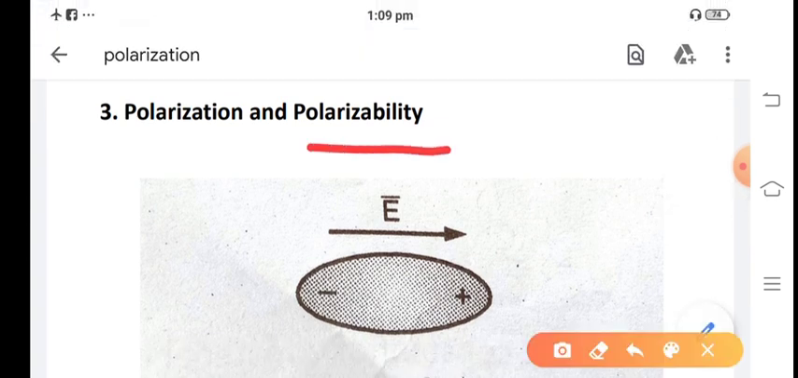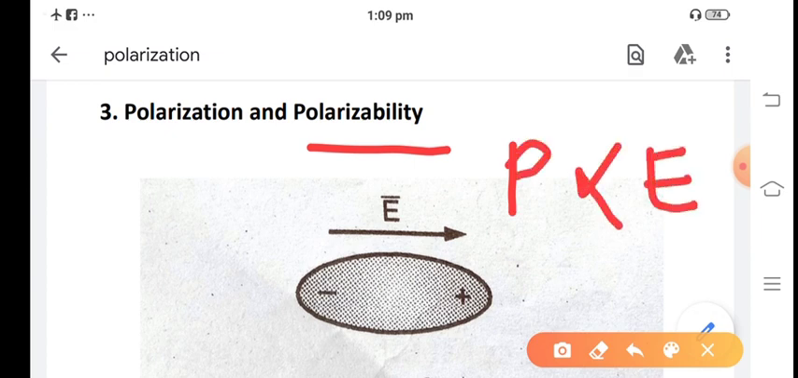Dielectric polarizability. As we know, when a dielectric material is placed in an electric field, the displacement of charges gives rise to the creation of dipoles in the material. The polarization P is directly proportional to the applied electric field. That is, P is directly proportional to E, or P is equal to alpha into E.